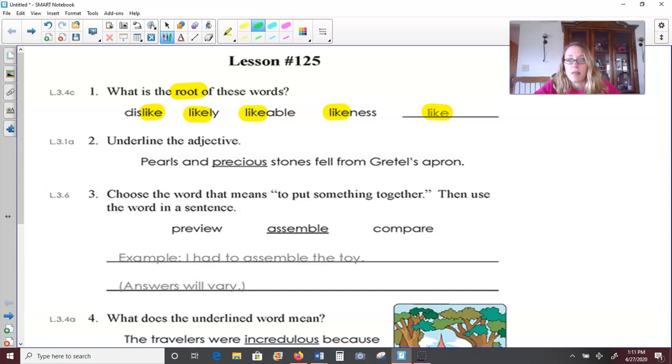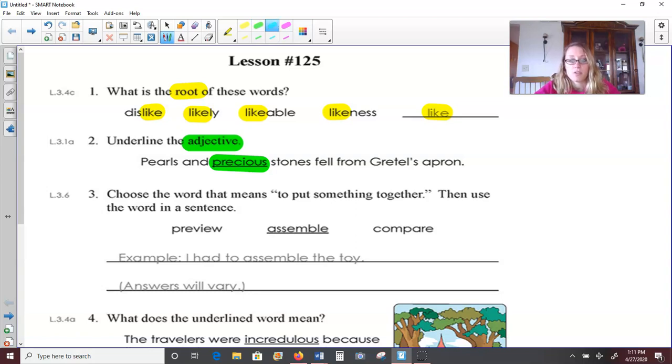Number 2, underline the adjective. Remember, adjectives are describing words. They give us more details about a noun. So our sentence says, pearls and precious stones fell from Gretel's apron. Well, precious is telling us what kind of stones they are. It's giving us more detail about the stones. So that would be the adjective in the sentence.